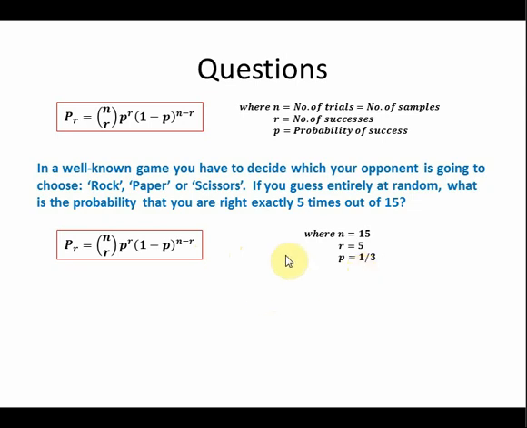So in this case, what is the probability that you are right exactly 5 times out of 15? So n is 15, r is 5, p is 1/3. Just plugging in these values, our answer is 0.214. Hopefully you understand the video and the concept explained in it, and you will apply it during your exercises.